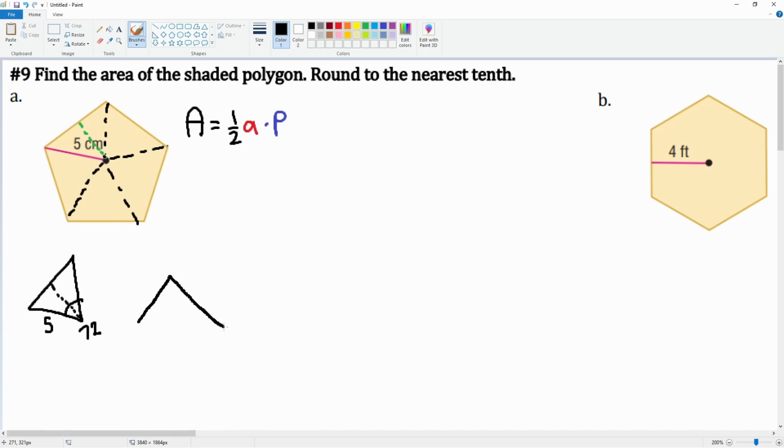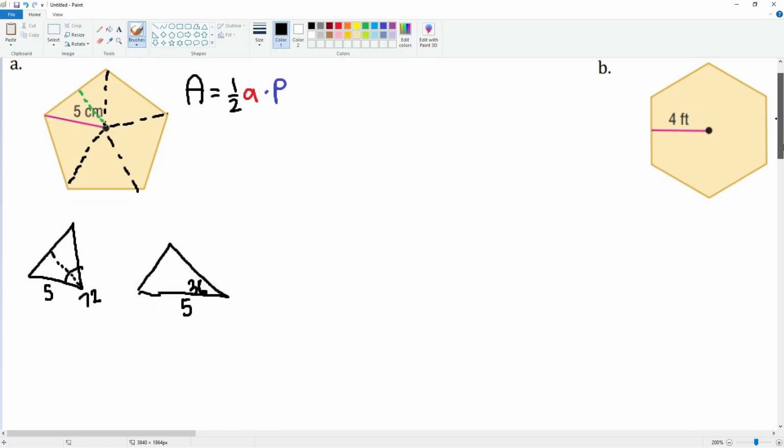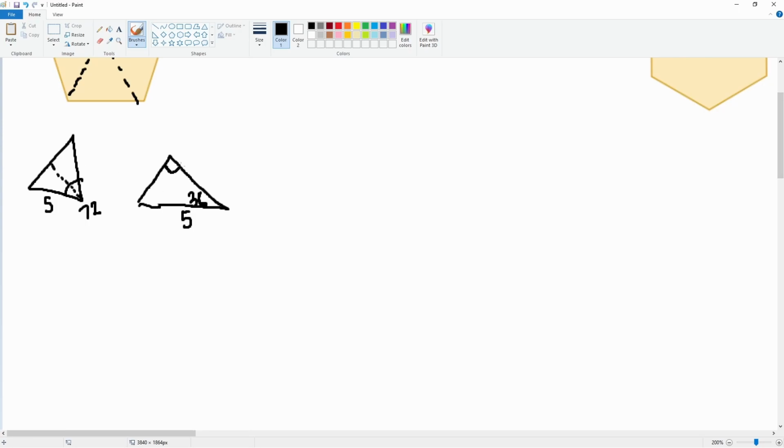So for that individual piece, what's 72 divided by 2? This gets you 36. And this is 5. Next, I'm just splitting it into small pieces. I can find what this piece is by using trig ratios. So I can do my trig ratio. This is the opposite. So sine of 36 is equal to opposite over 5, so 5 sine 36 is equal to the opposite.